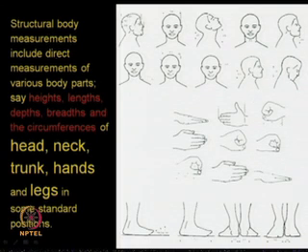Now, structural body measurements include direct measurements of various body parts, that is, the heights, lengths, depths, breadths and the circumferences of head, neck, hands, these are the hands, and legs in some standard postures or standard positions.